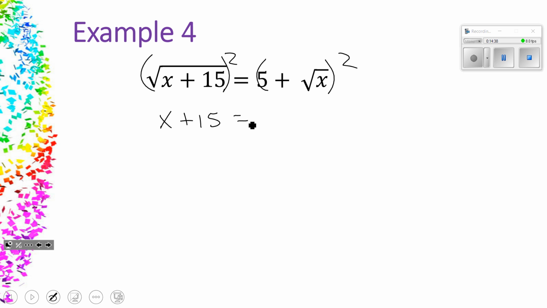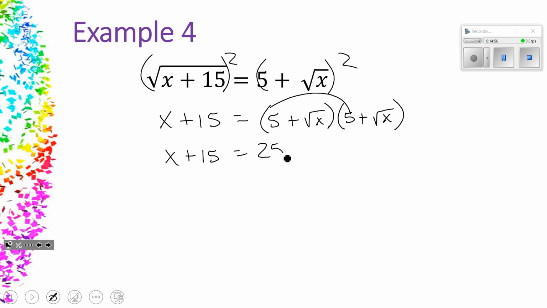What do I got to do with this little baby? I got to write it twice, and I'm going to have to FOIL it. And again, everybody's like, oh my gosh, but I think this is good practice for us because it's reviewing an old skill. So that's good. So this is going to be 5 times 5 is 25. What's 5 times the square root of x? 5 times square root of x.